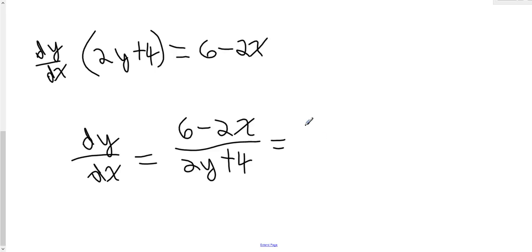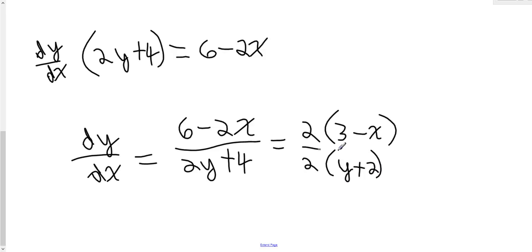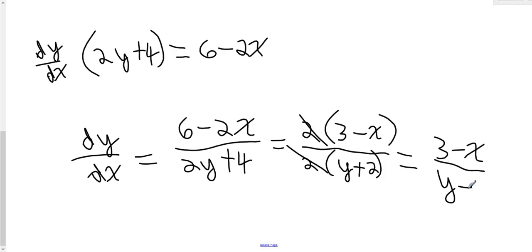You can actually simplify this a little bit. If you factor a 2 out of the numerator, you're going to be left with 3 minus x. And if you factor a 2 out of the denominator, you're going to be left with y plus 2. And the 2's would cancel. And your derivative would be 3 minus x over y plus 2. And there you have it.